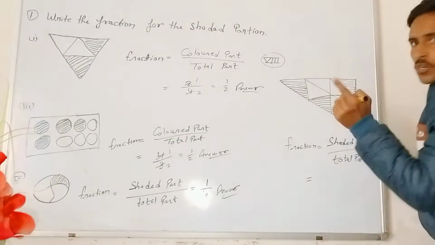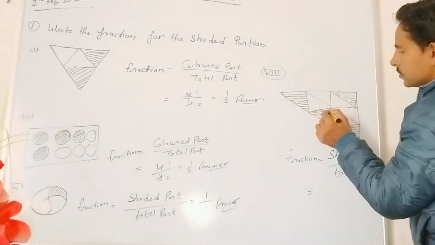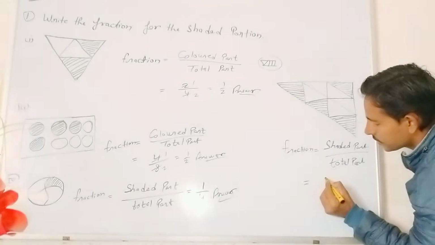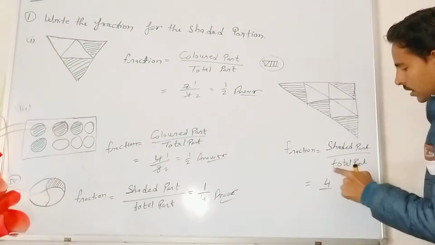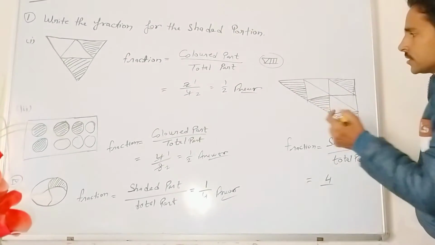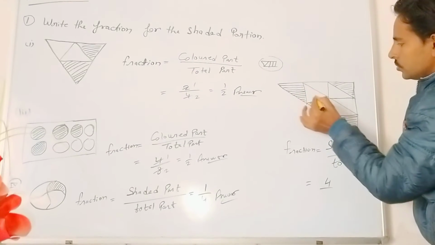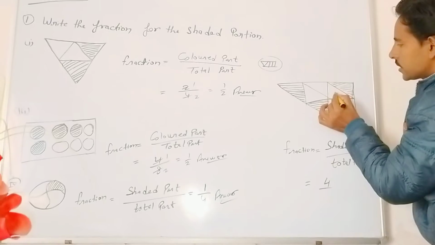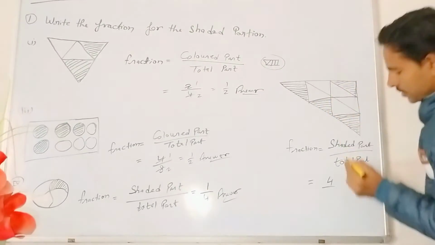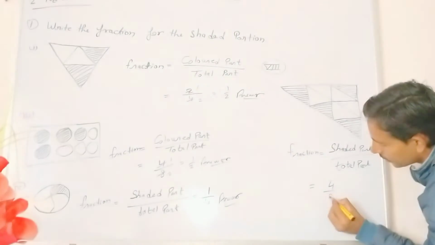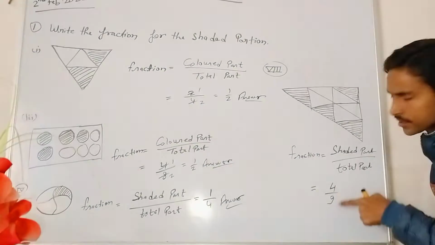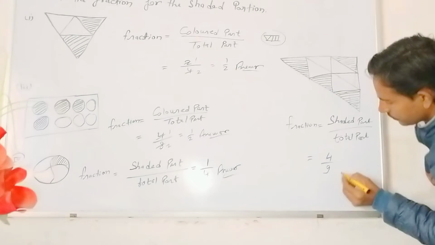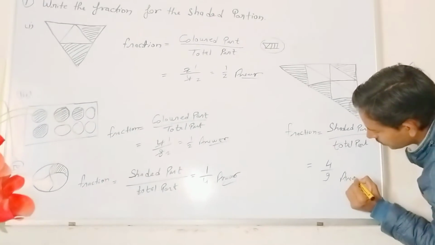So shaded part equals the number of shaded boxes: 1, 2, 3, 4. So in the place of shaded part we can write 4. And total part, how many total boxes? 1, 2, 3, 4, 5, 6, 7, 8, 9. So in the place of total part we can write 9. Now 4 and 9 don't come in any table, so this will be our answer.